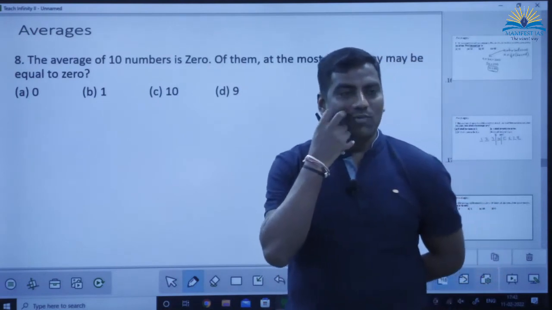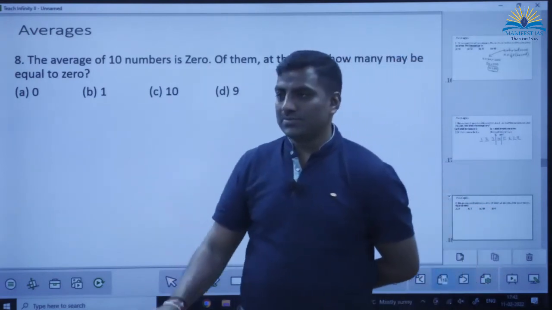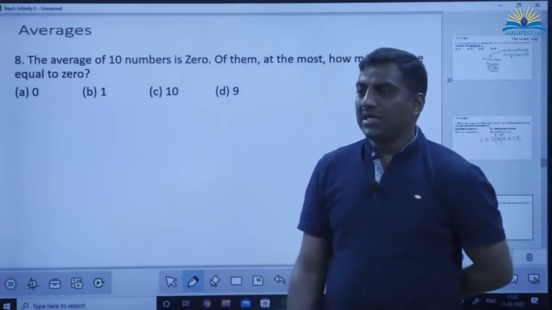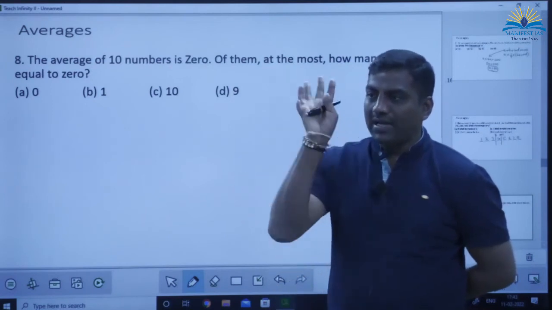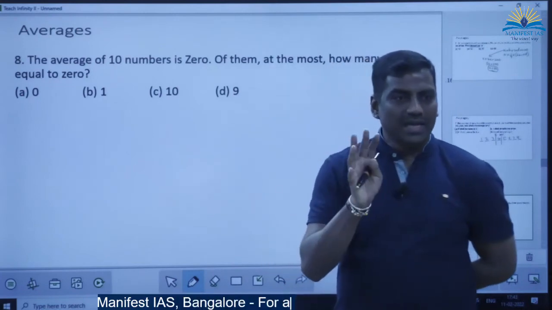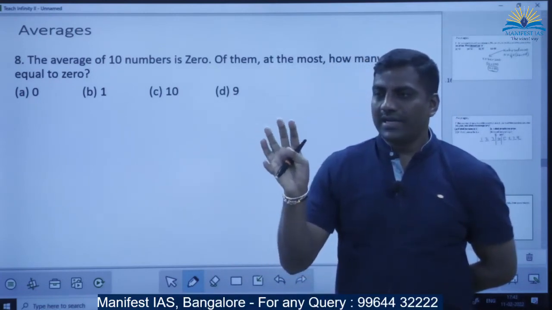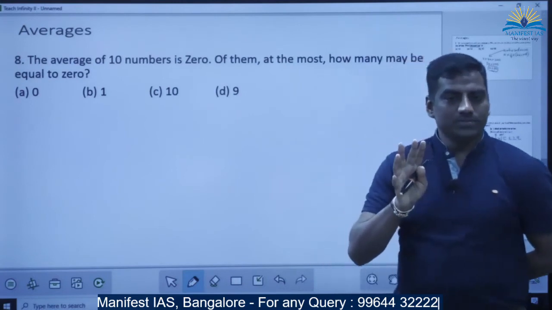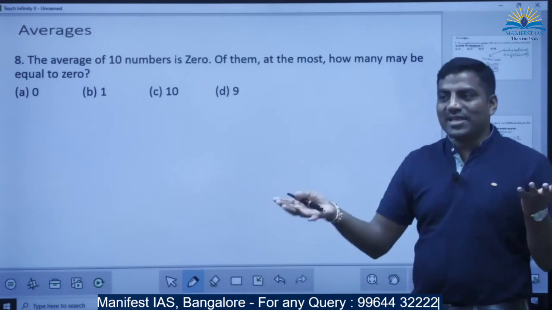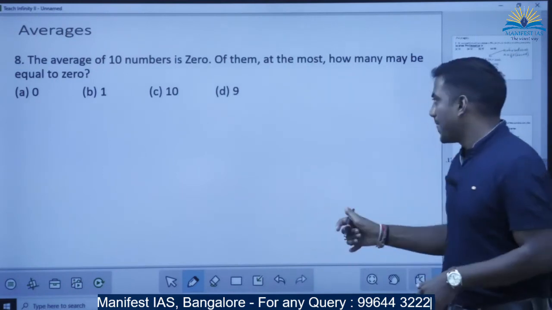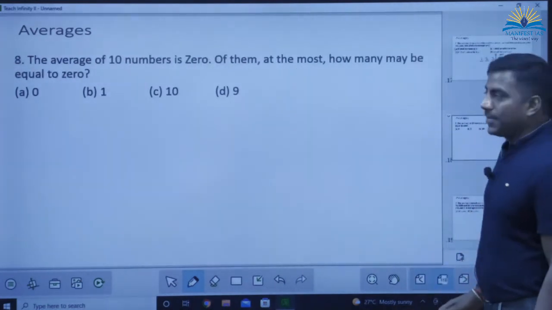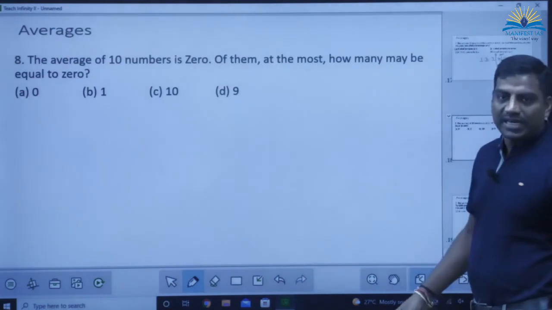So here the possibilities are what? There can be 10 zeros. And the possibility of positive numbers 1 to 9, not 10. Possibility of negative numbers 1 to 9, not 10. So that is what I wanted to teach you. Okay? It is not always 5, 5. 1 to 9, anything can come, not 10. Okay. So here answer is 10. At the most, how many zeros? 10.